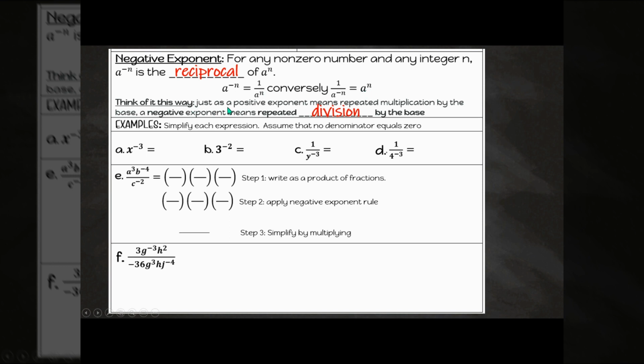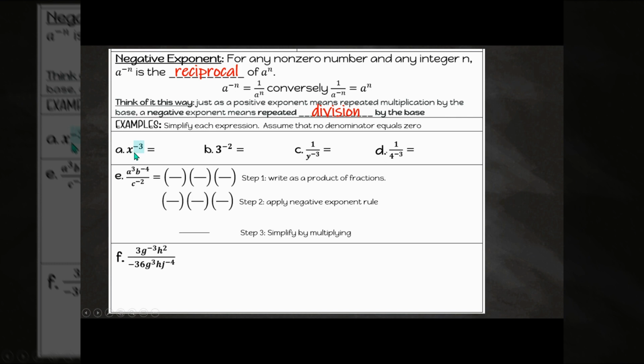So think of it this way. Just as a positive exponent means repeated multiplication by the base, a negative exponent means repeated division by the base. And I showed you that in the intro to Module 7 notes, how the pattern is division as we are going down in exponents. So we have to simplify each expression, and we're going to always assume that the denominator does not equal 0. So x to the negative 3.